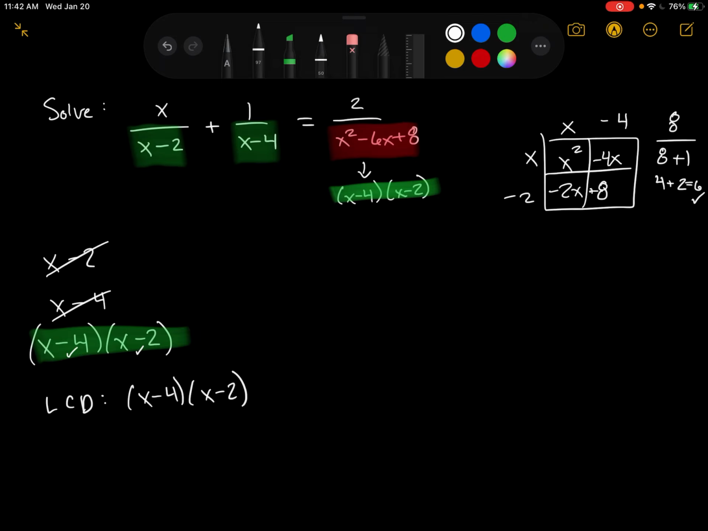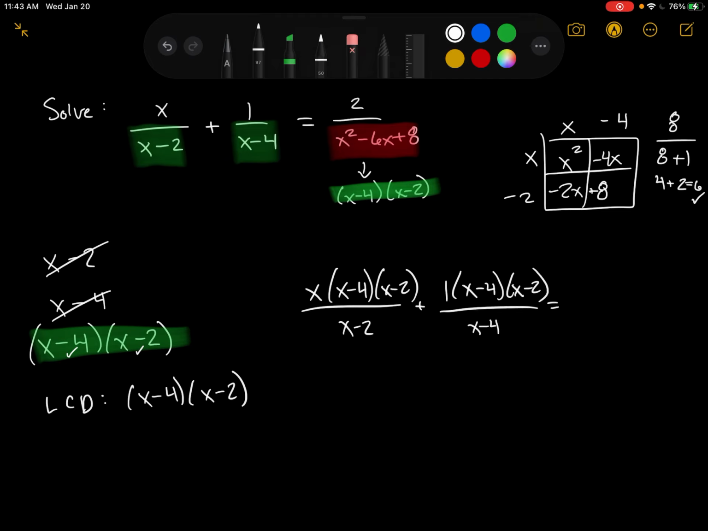So a reminder now, we multiply each of these terms by that LCD. So our first term is x, multiply that by the LCD. Our second term is 1, we multiply that by, again, the LCD. And then our last term is a 2, again, multiply by our LCD.